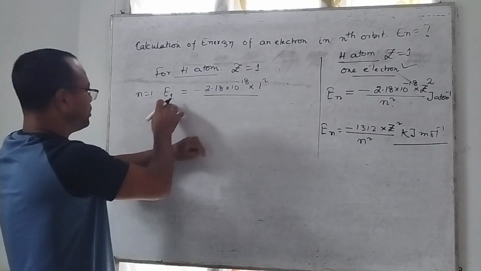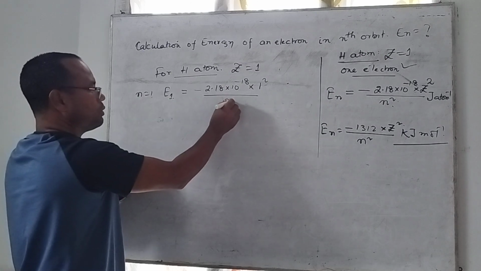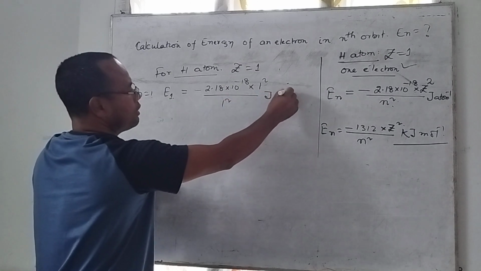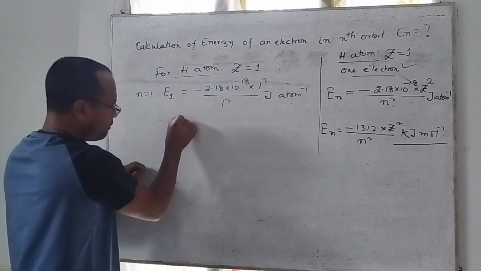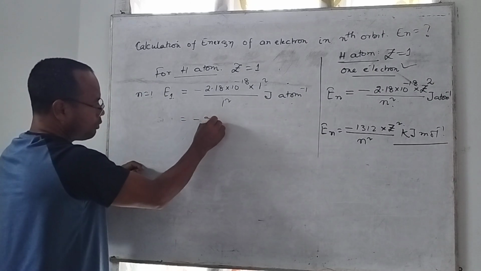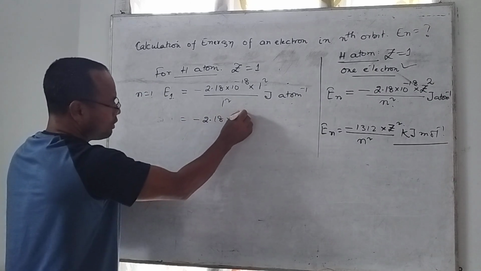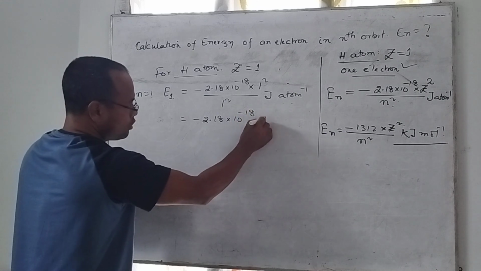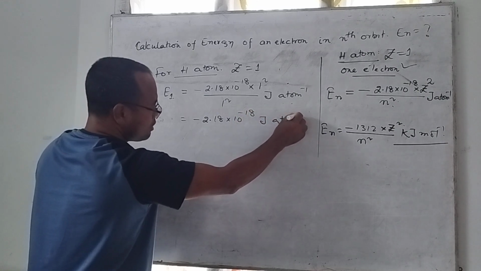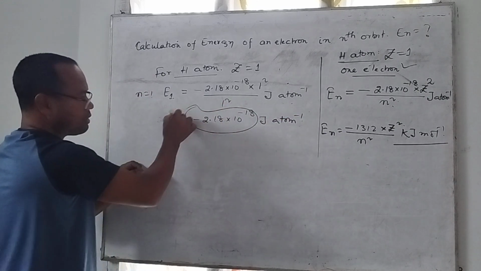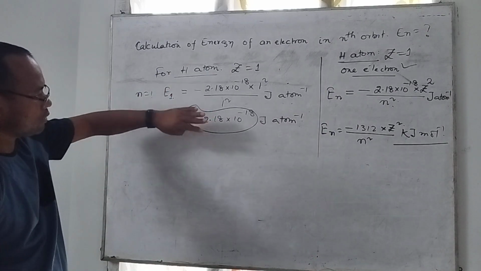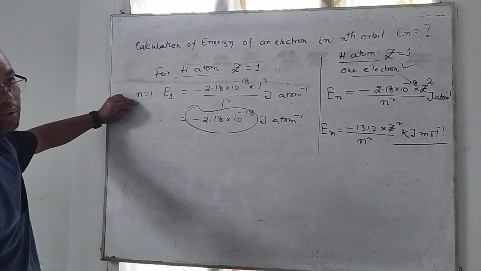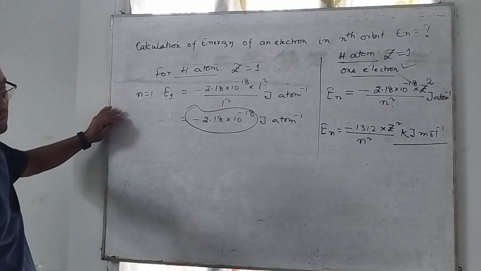And what is n here? That is also 1 squared. What is the value? Joule per atom. What is the value here? Minus 2.18 into 10 to the power minus 18 joule per atom. So this is the energy, this much energy of the electron associated with the first orbit, that means in the first energy level.